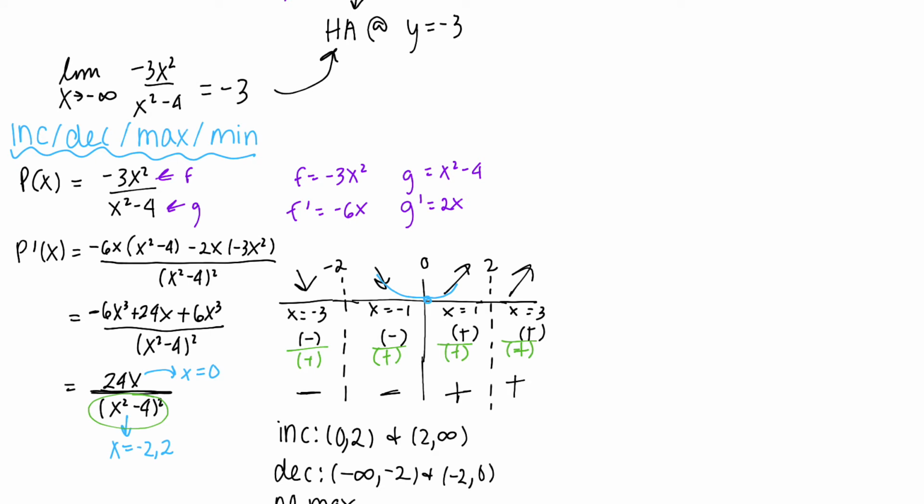For our concavity and our inflection points, I am coming back to this. This is the most simplified version of my derivative, so I'm going to come back to this one. You want it simplified, but not overly factored. The denominator is sort of factored, but this is really as easy as it's going to get for us. So we're going to use this version when taking the second derivative. So f prime of x is equal to 24x over x squared minus 4 squared.